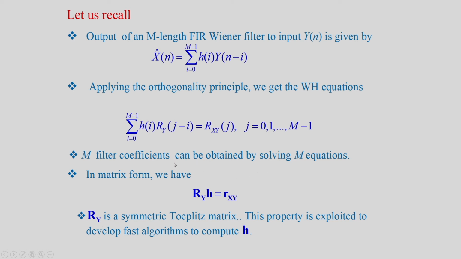In matrix form, we write R_y matrix into H vector is equal to r_xy vector. This R_y is the correlation matrix, H is the filter coefficient vector, and this is the cross correlation vector. And we also noted that R_y is a symmetric Toeplitz matrix. This property is exploited to develop fast algorithms to compute H.